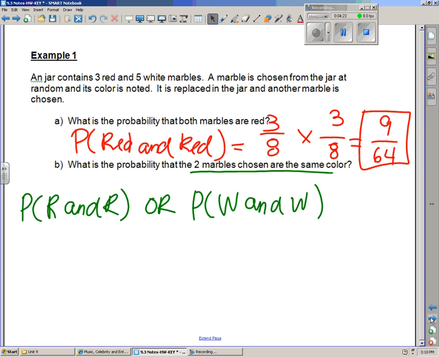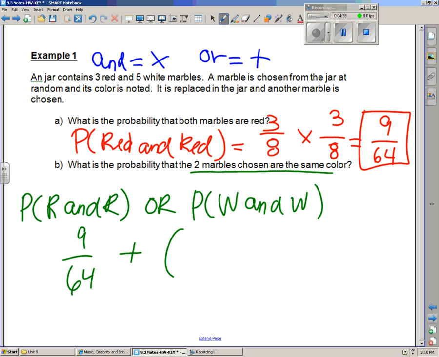And maybe we'll put that up here. When you see the word "and," you're going to think of multiplying. When you see the word "or," you're going to think about adding. Well, we know the probability for red and red because we just did that in part A. So that's 9/64. Or the probability of white and white.